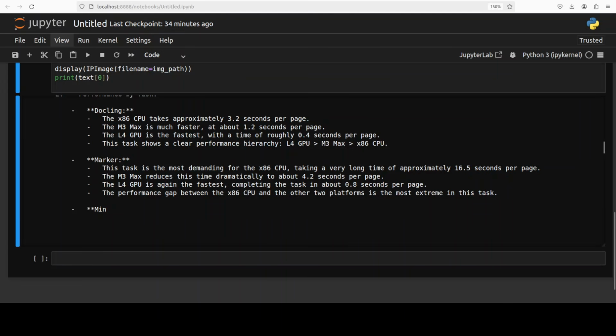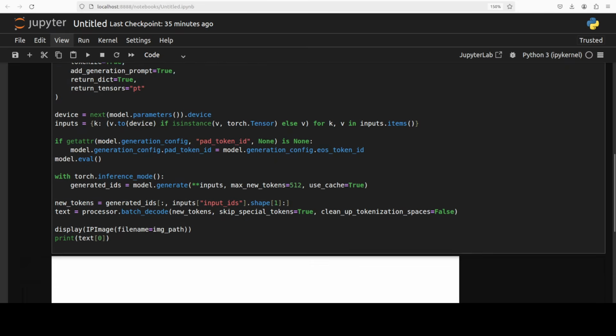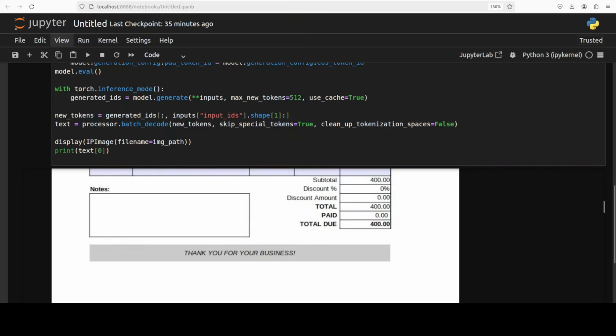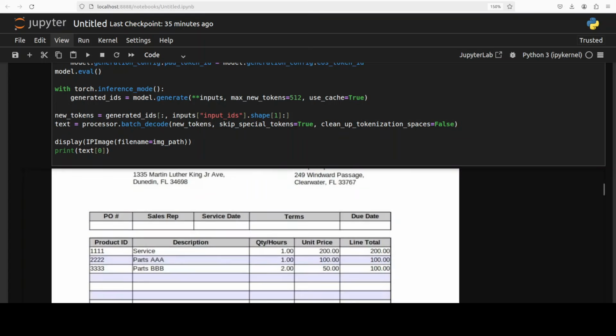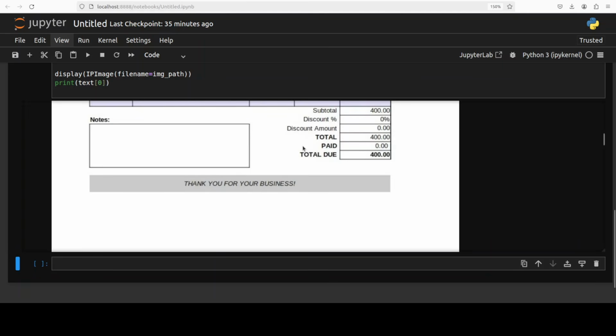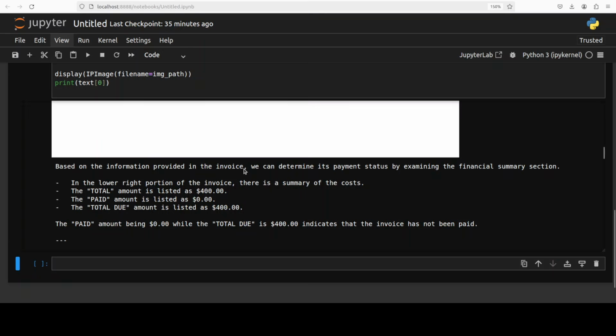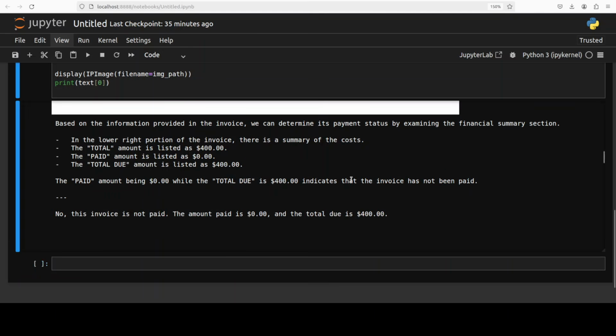Okay, let's do one invoice. Next up, I am using this invoice and I'm asking it, is this invoice paid? Let's go down. I think it already has done it. And this is the invoice. It has all the tables and all the unstructured, sort of complex data structure here. And you can see that it is due. There is no paid information. And the model says we can determine its payment status. So it is determining the payment status, and it says that it indicates it's not paid and total amount due is $400. So look, amazing model.